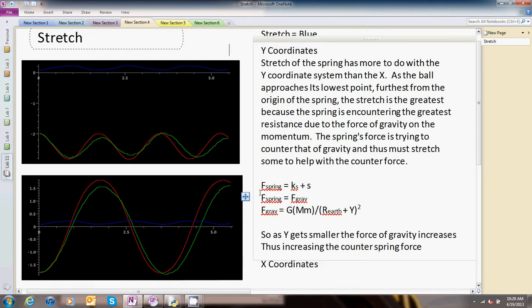And if you see by these formulas, the gravity is becoming greater with a lower y, and so the force of the spring must equal the force of gravity, and the force of the spring must also become greater, thus increasing the stretch. So as y gets smaller, the force of gravity increases, thus increasing the counter spring force.